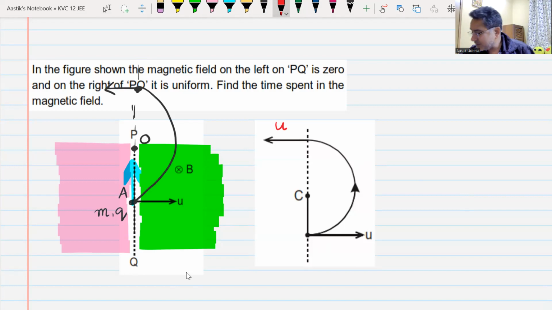How much time does it spend? It is half of the time period, pi m by qB. That is the time it spends in the magnetic field.